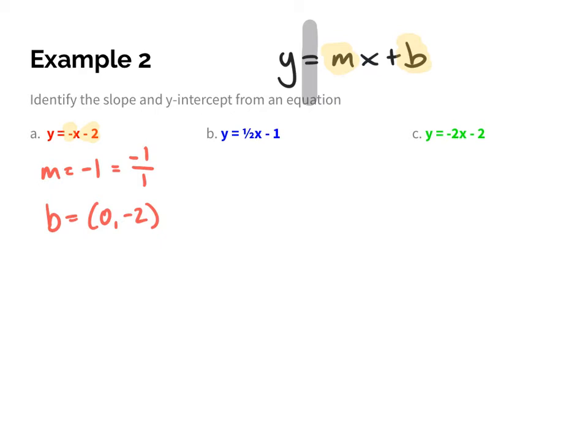For the next one, same idea here. The number in front of x is my slope. The number by itself is the y-intercept. So in this case, I'm going to have a slope of 1 over 2, which means up 1, right 2. And then my y-intercept is going to be negative 1, which again is 0, negative 1, the point where x is 0 and my y value. All right, I want you guys to try this next one on your own. What would be the slope and the y-intercept for y equals negative 2x minus 2?